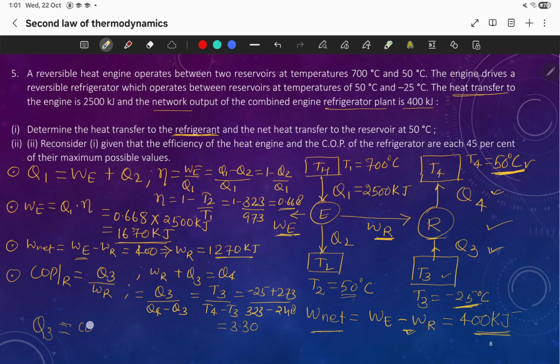Okay, so this will be COP of refrigerator, and we want to calculate this Q3, which will be COP of refrigerator into WR. We have WR given, we calculated it from this relation, and COP is this, then multiply it. WR is 1270 kilojoule, so we will get 4190 kilojoule. Okay, so this is the value of Q3. Now if I want to calculate Q4, how will we calculate?